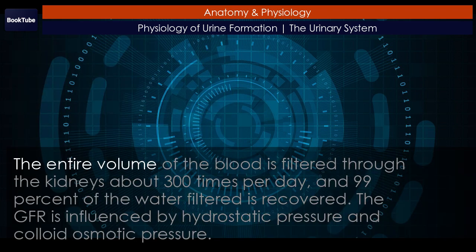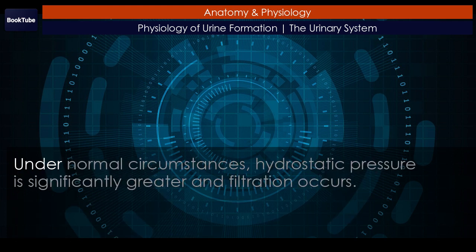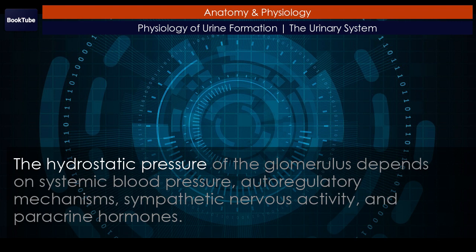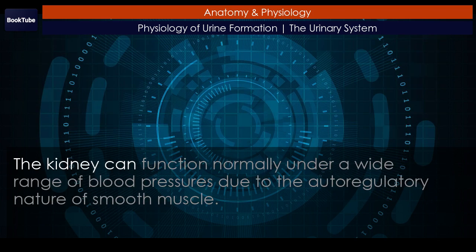Chapter review. The entire volume of the blood is filtered through the kidneys about 300 times per day, and 99% of the water filtered is recovered. The GFR is influenced by hydrostatic pressure and colloid osmotic pressure. Under normal circumstances, hydrostatic pressure is significantly greater and filtration occurs. The hydrostatic pressure of the glomerulus depends on systemic blood pressure, autoregulatory mechanisms, sympathetic nervous activity, and paracrine hormones. The kidney can function normally under a wide range of blood pressures due to the autoregulatory nature of smooth muscle.